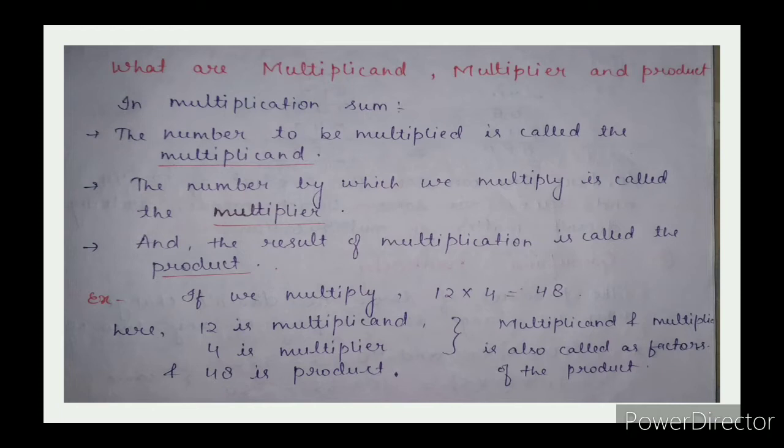For example, if we multiply 12 into 4, which is equal to 48. So here 12 is multiplicand, 4 is multiplier and 48 is product. Now you can say 12, which is the first number, is the multiplicand and the second number is the multiplier. Or you need to know this also, multiplicand and multiplier are also called factors of the product.